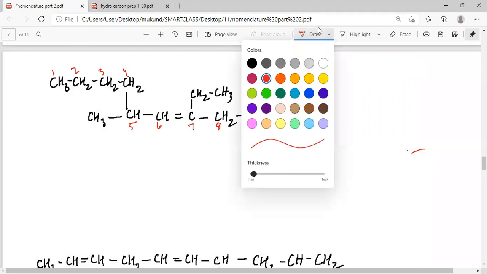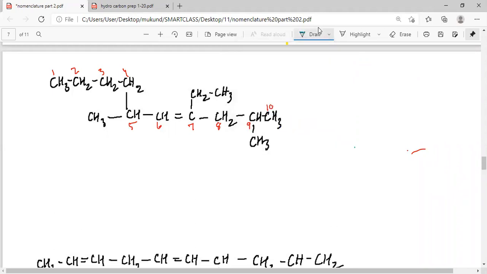If we go this way, let us start with this carbon. This is 1, 2, 3, 4, 5, 6, 7, 8, 9, and 10. Now let us find out the lowest sum.